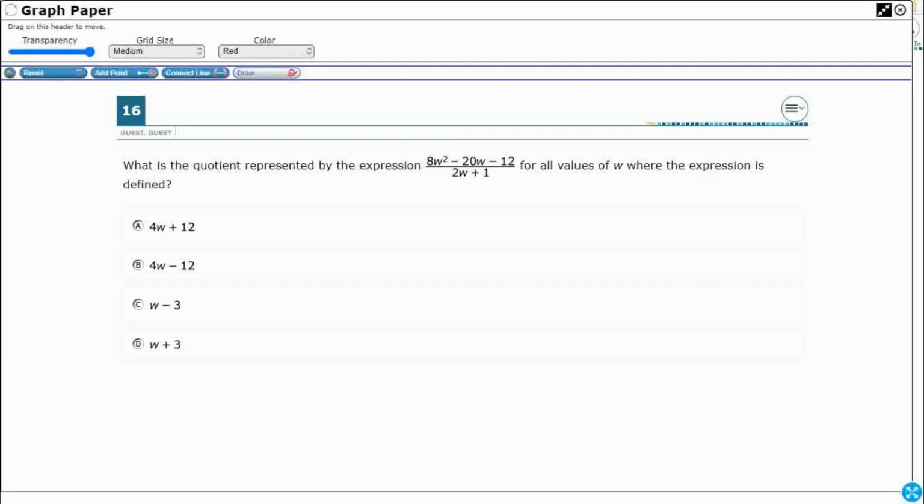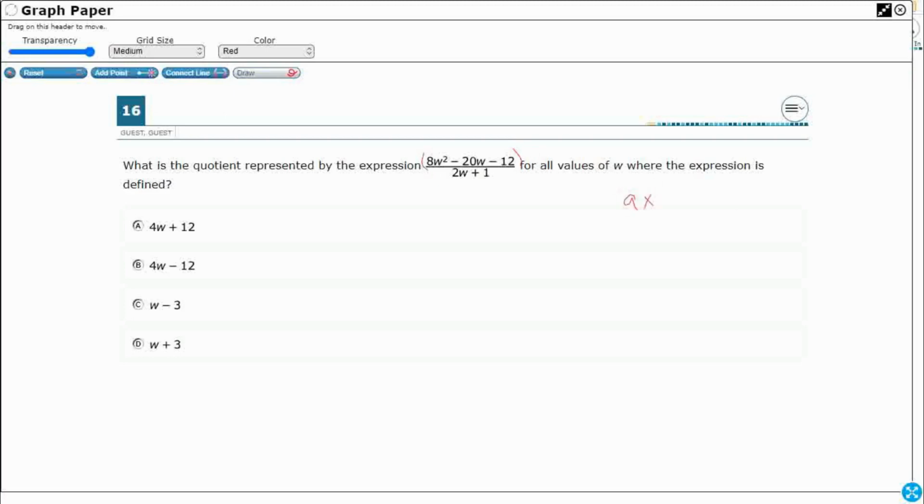It looks like we're literally dividing this trinomial by this binomial here. So there's a few different ways to do it, right? First, we're just thinking, okay, so 2w plus 1 needs to divide into that. Well, what we could do here is just diamond method that right there, ax squared plus bx plus c. So my a is going to equal 8. My b is going to equal -20. My c is going to equal -12, right?